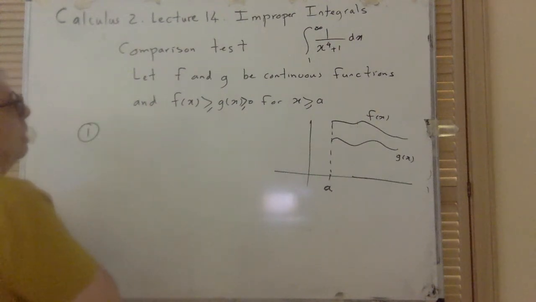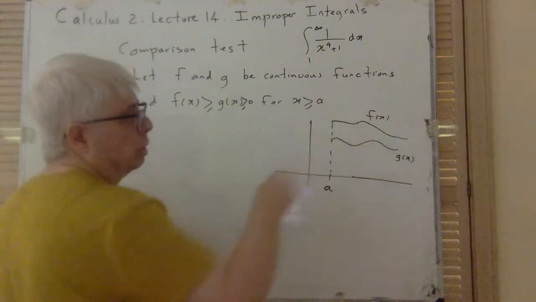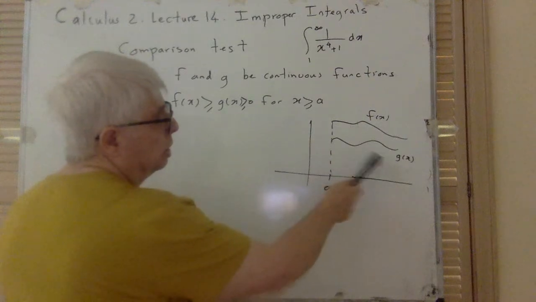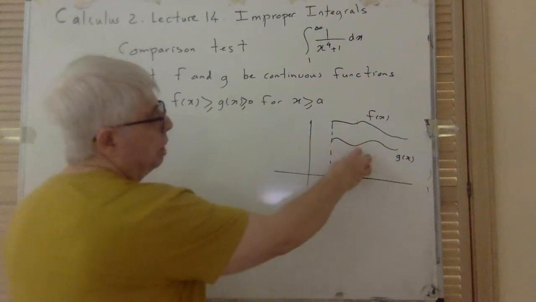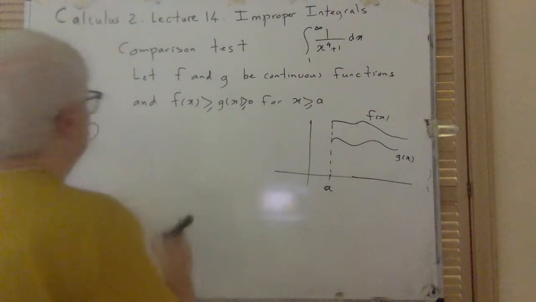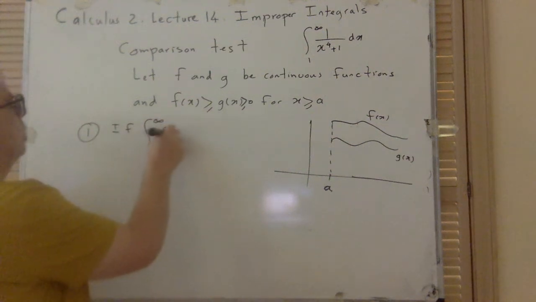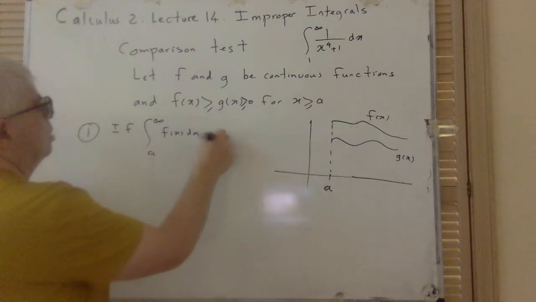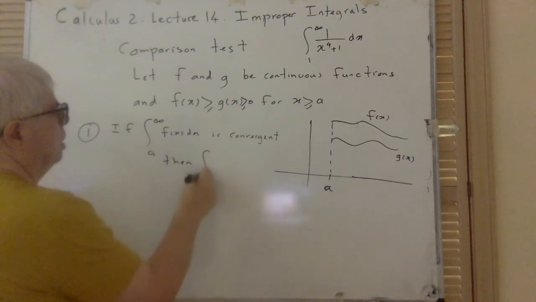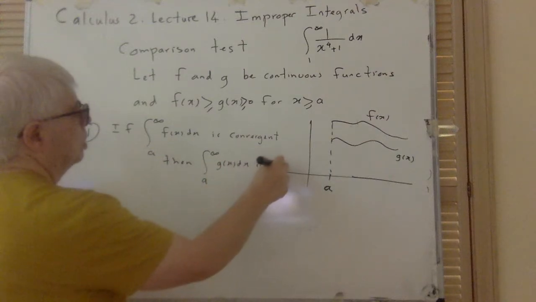So what can we say? First of all, if this upper one is finite, if the area under f of x is finite, then the area under g of x is finite, because this shape is included in the other one. This shape is inside this. So the first one is this: if the integral from a to infinity of f of x dx is convergent, then the integral from a to infinity of g of x dx is convergent.